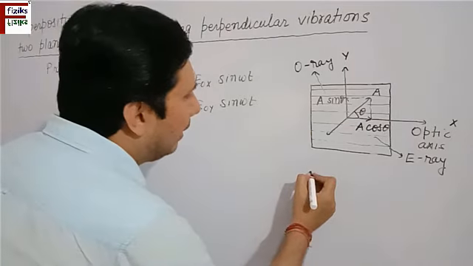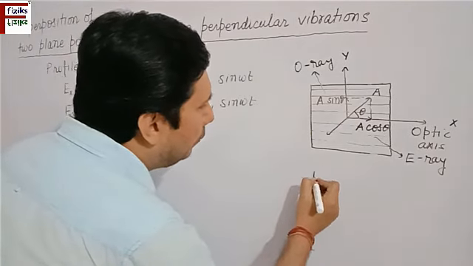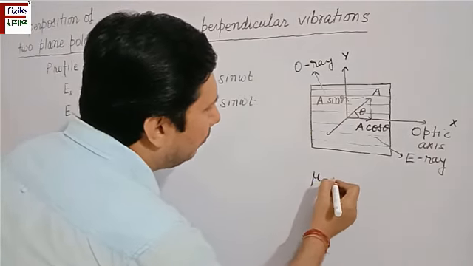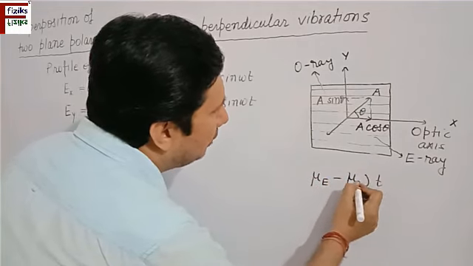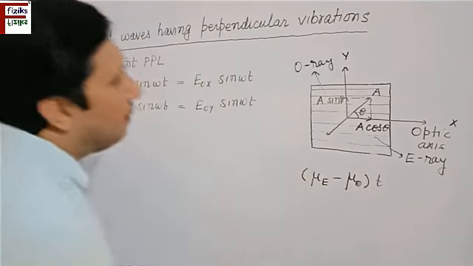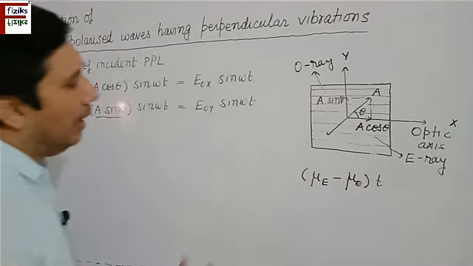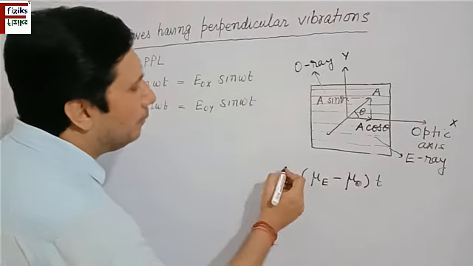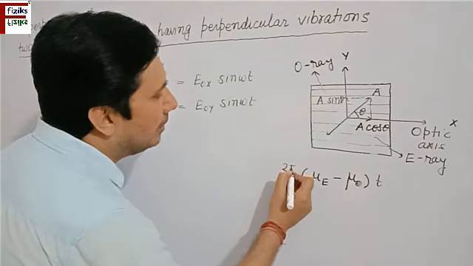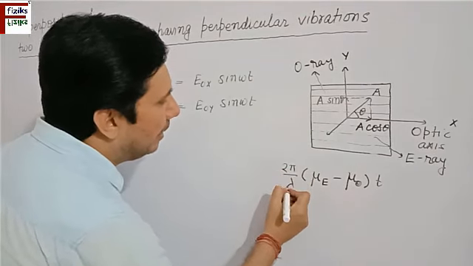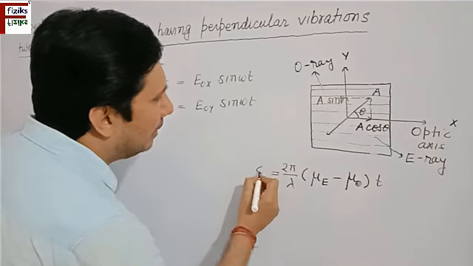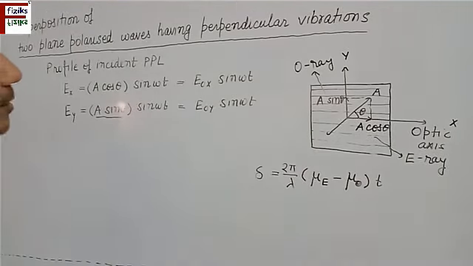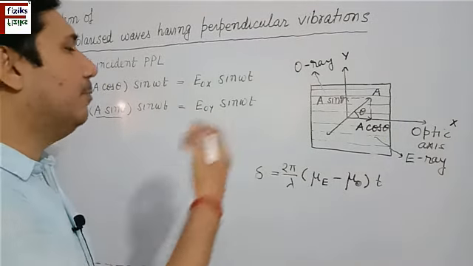So the optical path difference will be (mu E minus mu O) into T. This will be the optical path difference between them. And if we want to convert this path difference into phase difference, we can multiply this by 2 pi by lambda, equal to, suppose, delta. Delta is, suppose, the phase difference between the O ray and E ray on the emerging side.